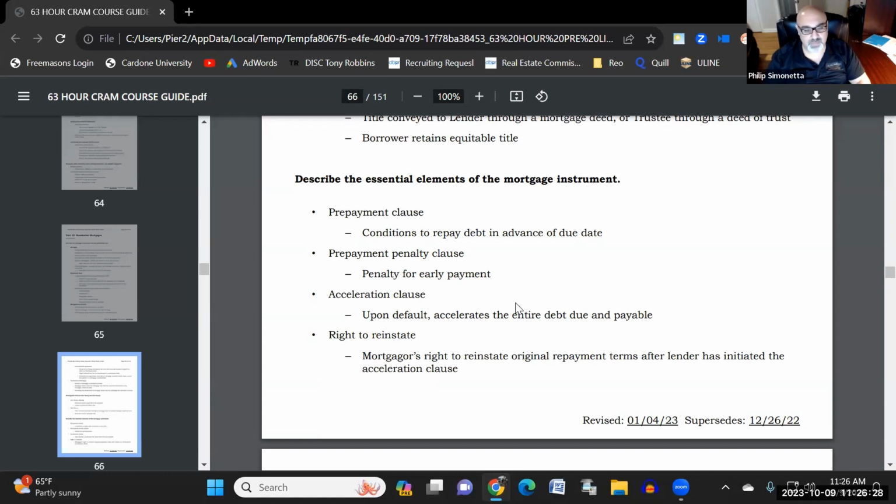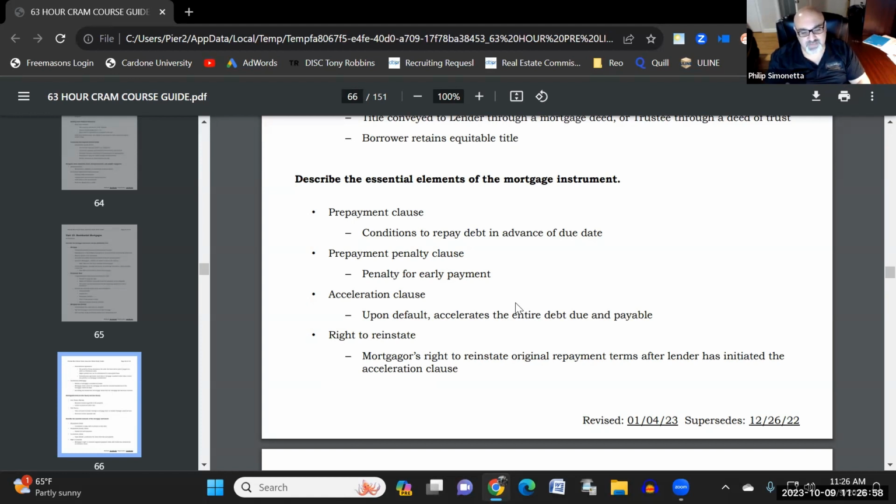So there won't be both of those. It'll be one or the other. Prepayment penalty clause says that there's a penalty for paying it off early. The acceleration clause is in there because upon default, that's what allows them to make all the debt due and payable now. Remember, the acceleration clause makes all the payments due. And then if they go and pay the bill and fix it, it goes back, right?